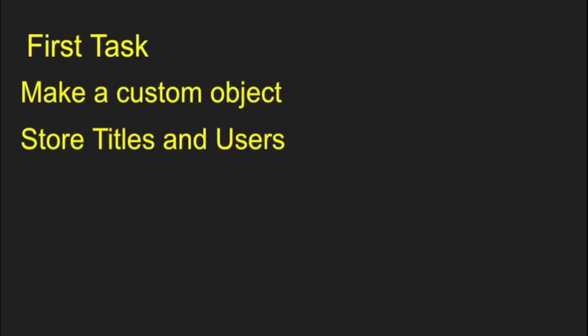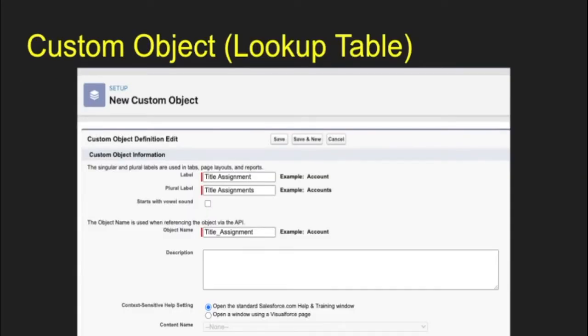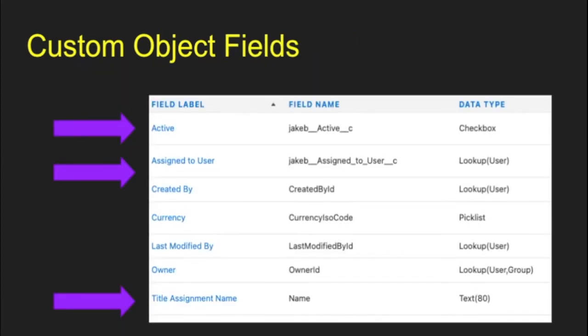Our first task is to make a custom object that's going to store the titles and the users that we're going to assign the records to. So we created our custom object, aka that lookup table. We called this one Title Assignment. Then we created some fields. We created the Active checkbox to make sure that the record is active. We have Assign To User, which is the person we're going to send the record to. The last one is the Title Assignment Name.